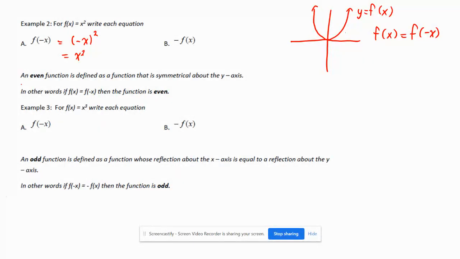Now, an even function is defined as a function that's symmetrical about the y-axis. If f of x equals f of negative x, the function is even. So y equals x squared is an example of an even function.